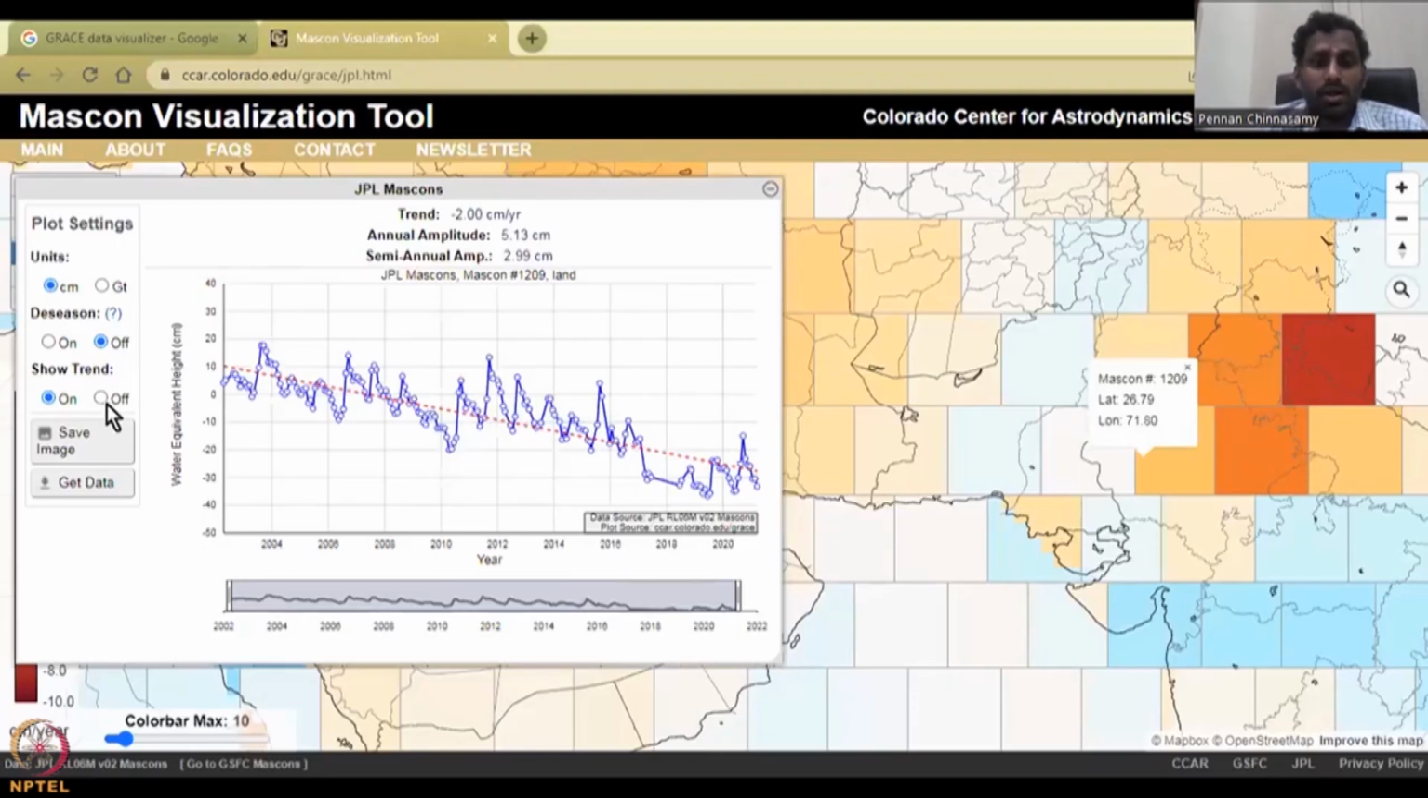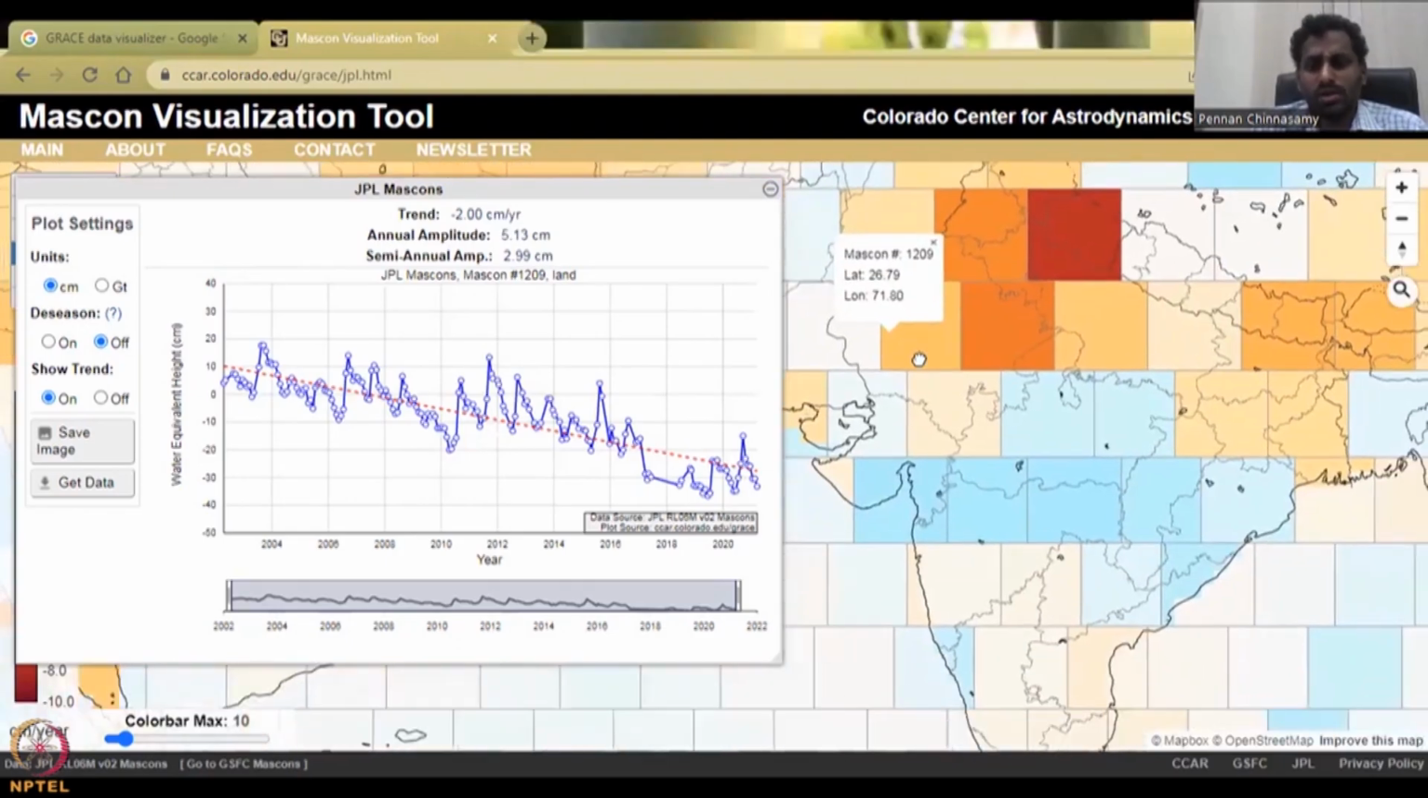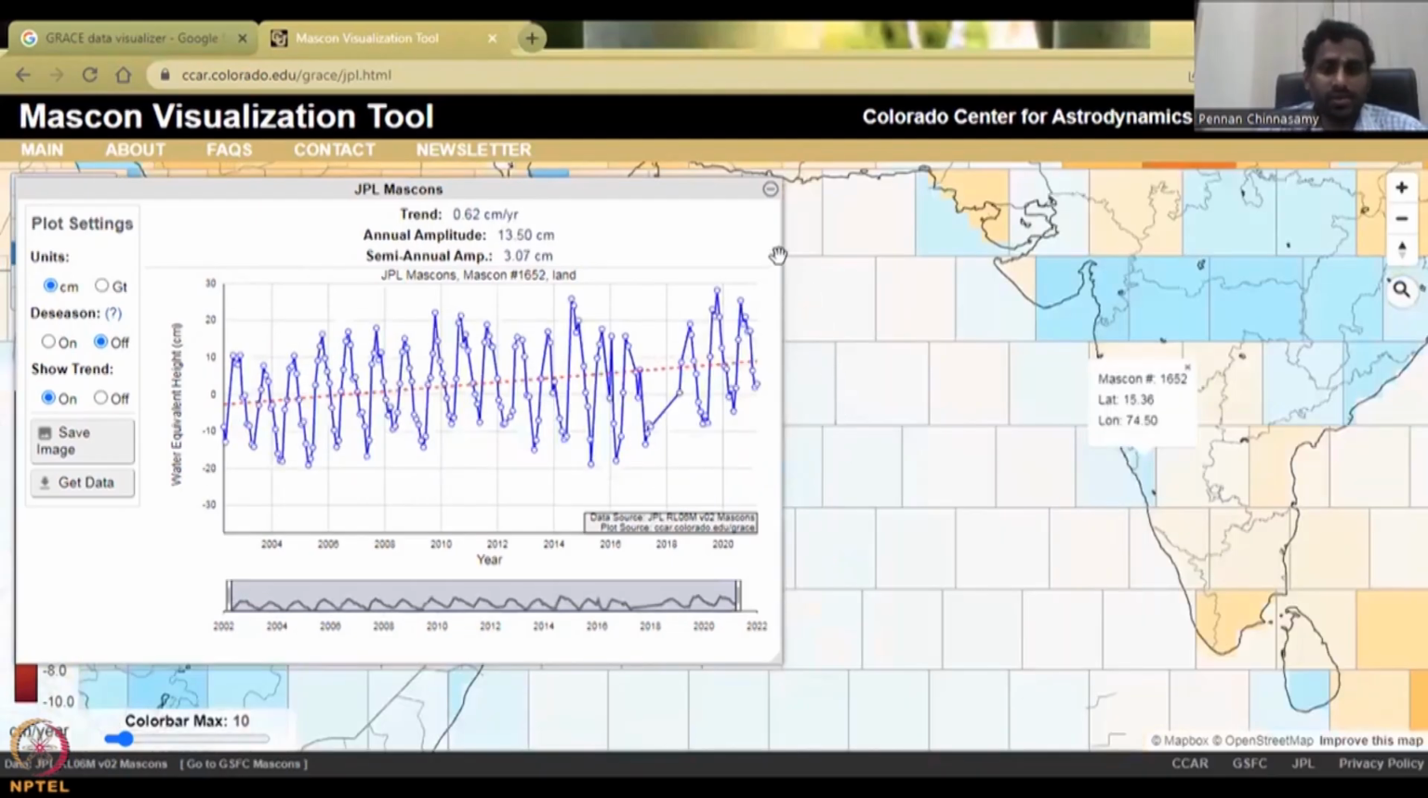Then what we can see is, we also noted that somewhere the groundwater is going up. So let's take this pixel, for example. Okay, you can see it is going up.